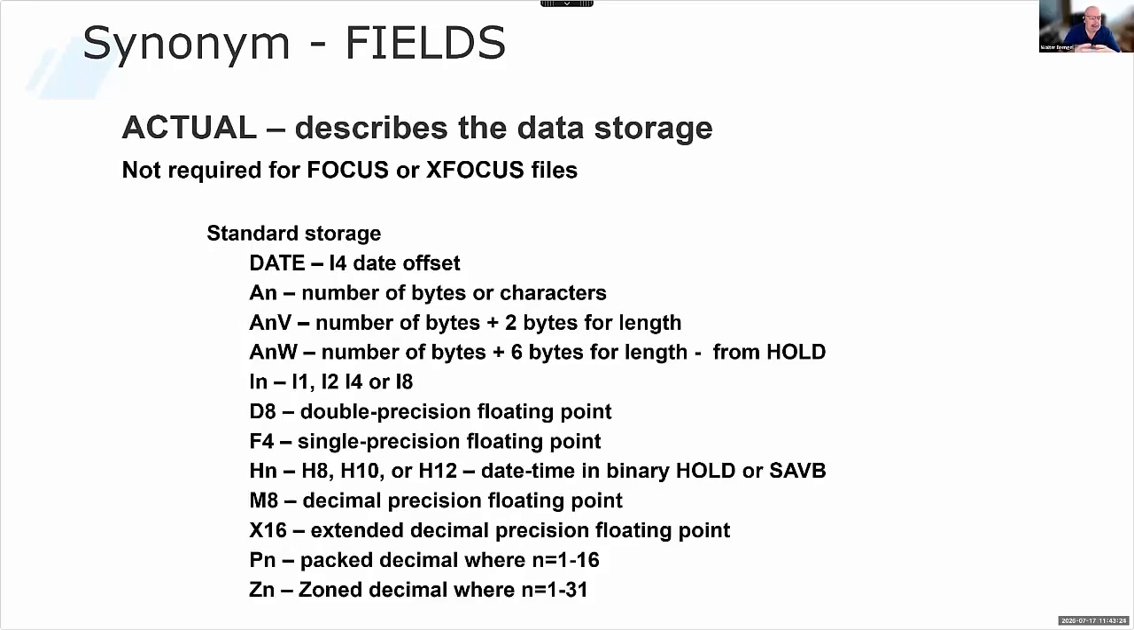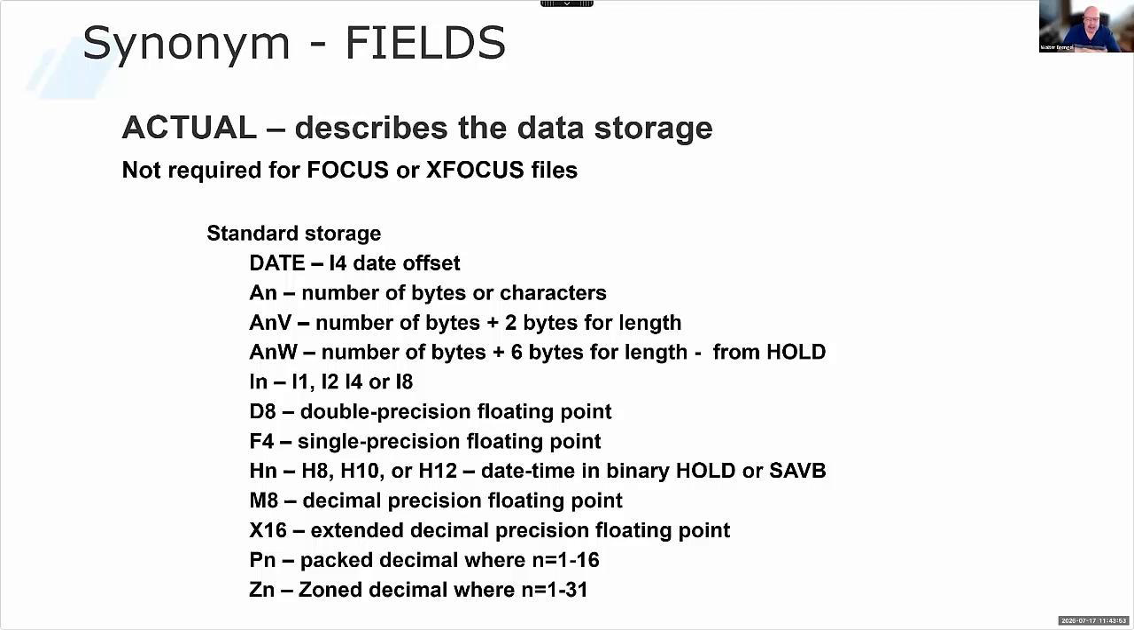So the actual is for your non-focused data sources. So for an actual, you can have a date, and the date would be an integer 4, and it would be a date offset, which is how smart dates are stored. You can have an A and N, so you specify how many characters comprise this field. So country is an A10.